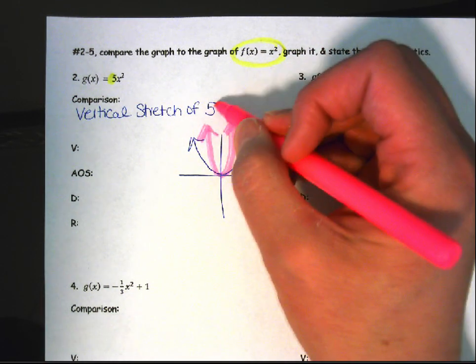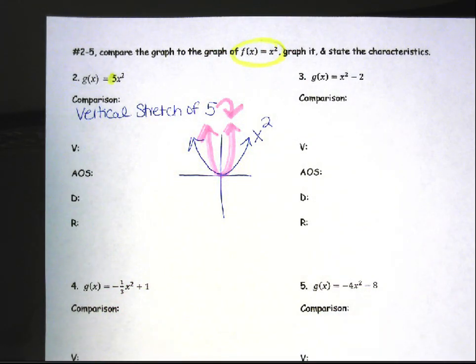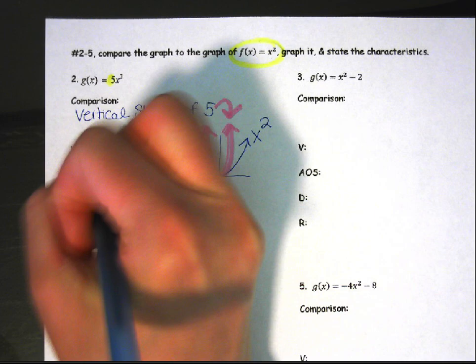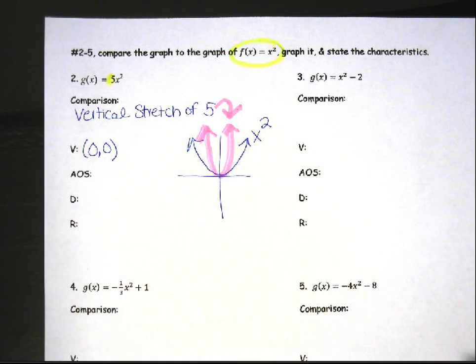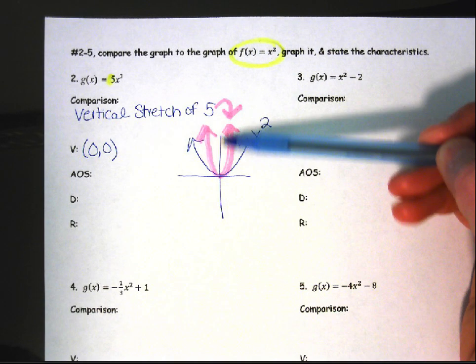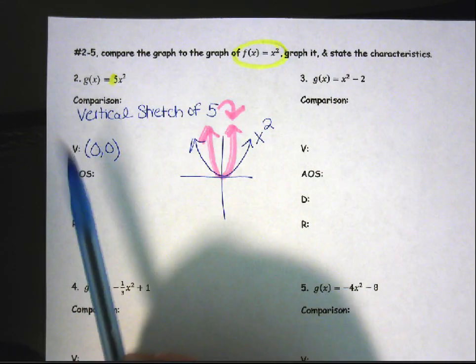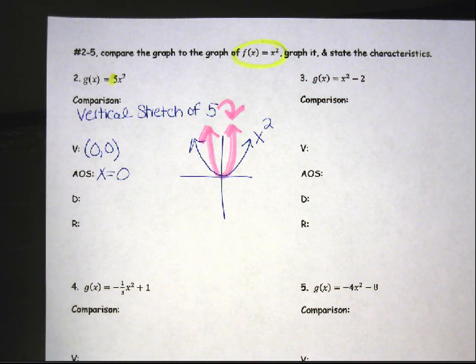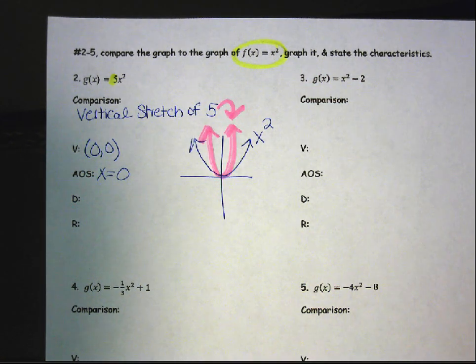That's what the 5 is going to do. So it's not changing my vertex at all. My vertex is still right on the origin, 0, 0. My axis of symmetry, remember, splits it in half, and it's this first number. So for my axis of symmetry, you have to do x equals, okay?